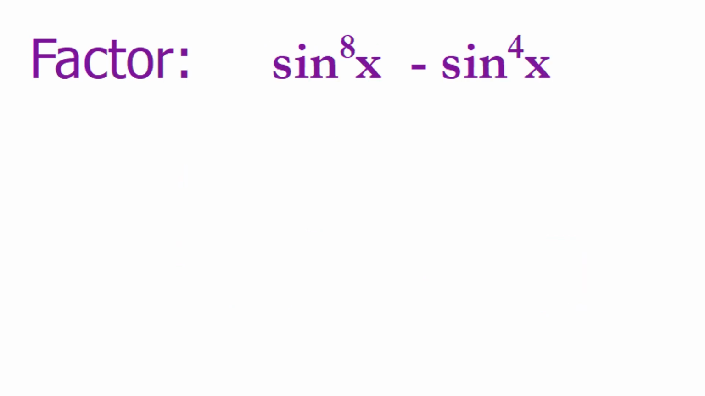Last example for factoring. You guys have plenty that you can practice on worksheets, A for regular factoring and worksheet B for factoring your trig expressions. Sine to the 8th of x minus sine to the 4th of x. Looks kind of similar to what we just did. And we're going to start off again with our substitution method, letting x represent sine of x. So sine to the 8th of x would be x to the 8th, minus sine to the 4th of x would be x to the 4th.